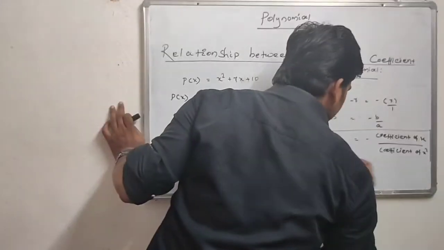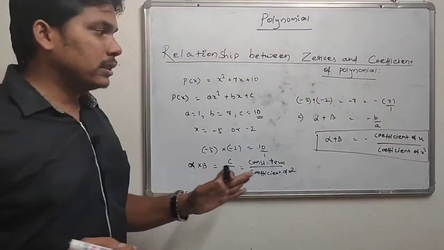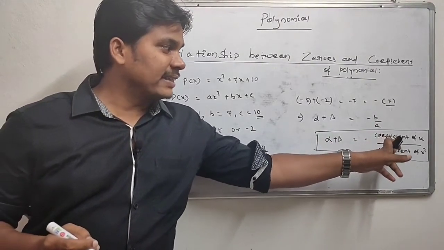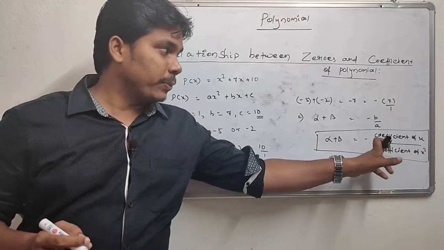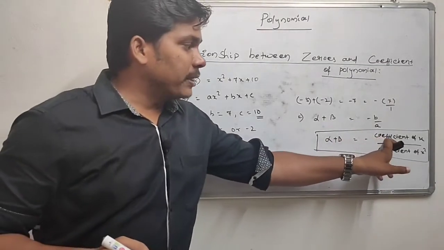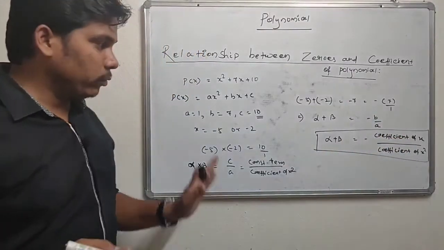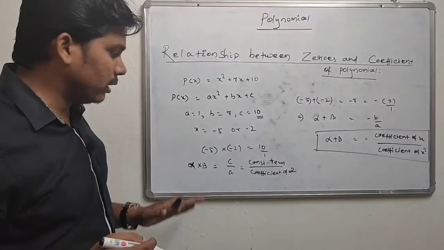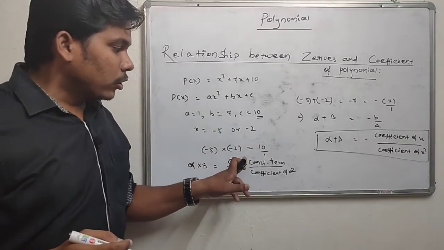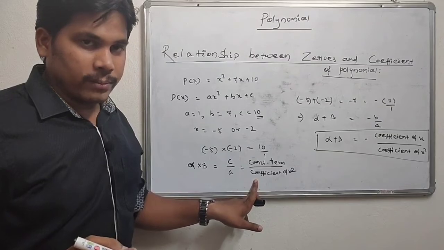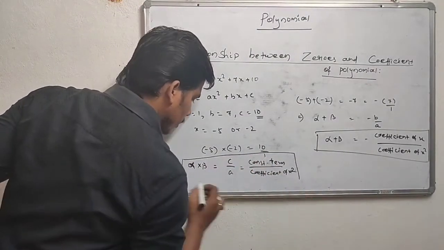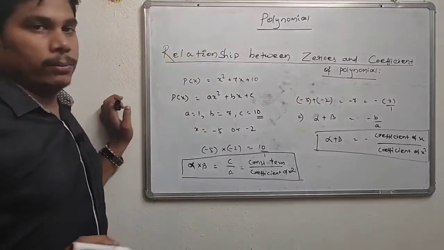Then we can easily say the sum of the two zeros is equal to the negative of the ratio of the coefficient of x and the coefficient of x square, or the negative of the division of the coefficient of x and the coefficient of x square. In the same way, the product of two zeros is the constant term by the coefficient of x square. These two are the relations between the zeros and the coefficients of the polynomial.